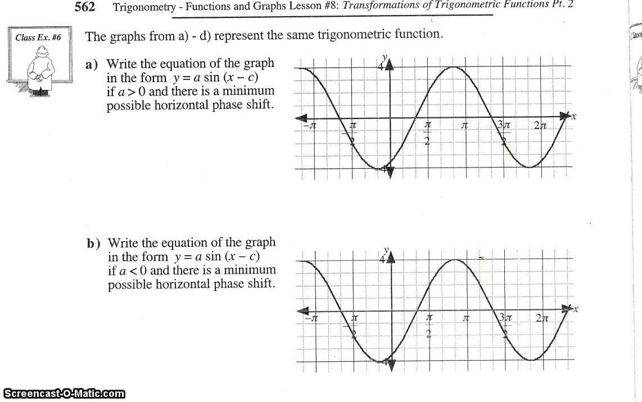Okay, so first of all, we have to write the equation of the graph in the form y equals a sine x minus c, where a is greater than 0. So they're saying a is not negative, so it hasn't been reflected. And there is a minimum possible horizontal phase shift. Okay, so minimum possible horizontal phase shift. All right, now we're talking about a sine graph. When you're doing phase shift, you have to think about what a sine graph normally is. And a sine graph normally has that midpoint halfway between bottom and top on the y-axis. So we're going to look for that point.